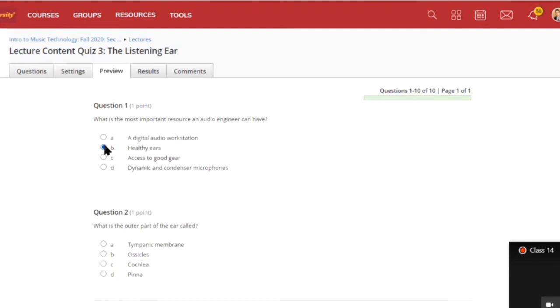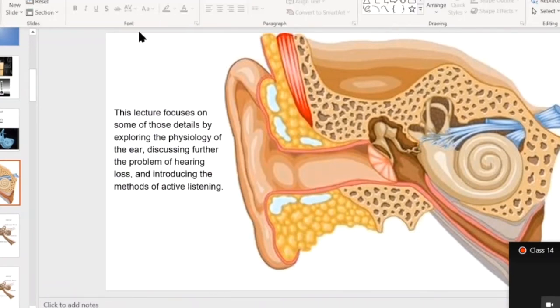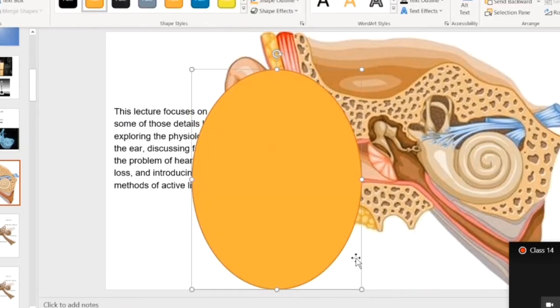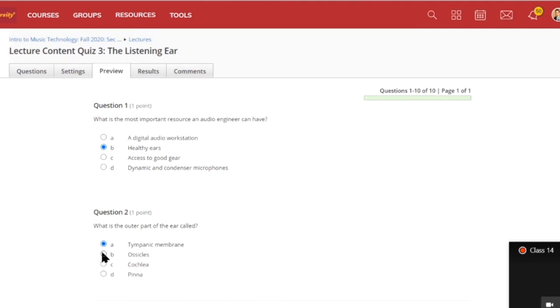You can't hear or make sense if you don't have healthy ears. What is the outer part of the ear called? Which is to say, what is the part that you can see? All right, so here's a schematic of the ear. So what is this part here, right? Part you can see. Is that called the tympanic membrane, the ossicles, the cochlea, or the pinna? Now, I'm okay with just calling it the earlobe because this is not anatomy and physiology class, but the fancy name for it is the pinna. That's the outer part that you can see.